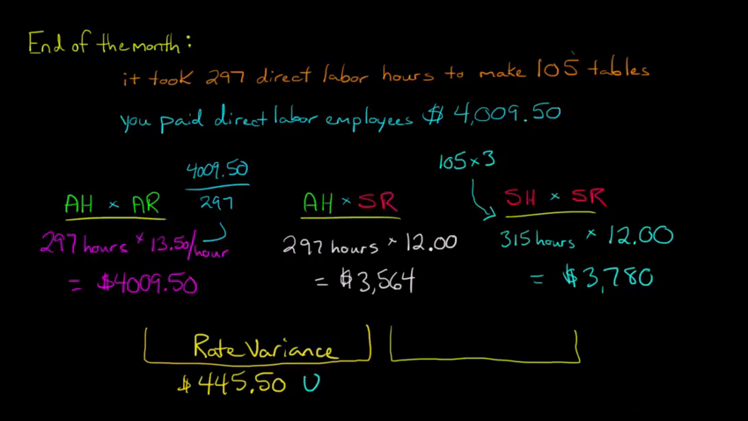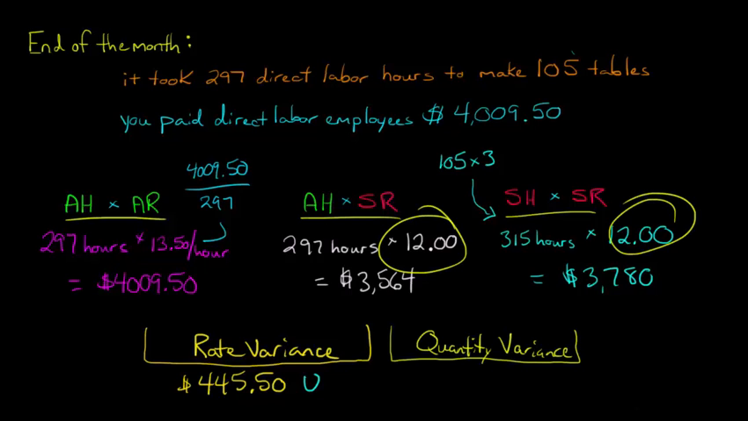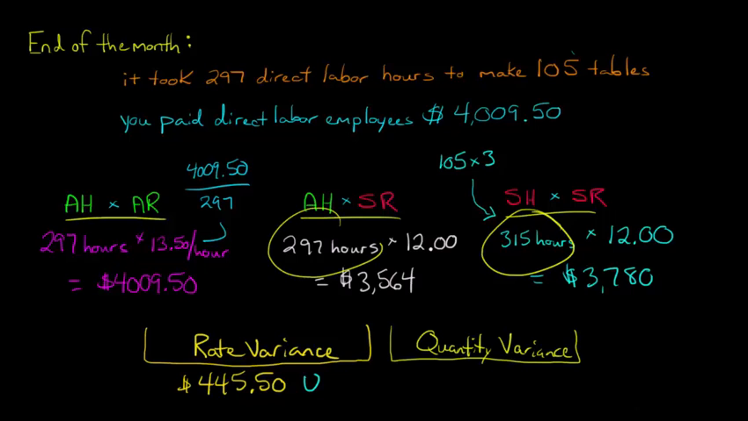And now we can go ahead and compute our final variance here. I'll just call this the quantity variance. When we talk about the quantity variance, we say, okay, nothing has changed about the rate. In each case, the rate was held constant at the standard rate of $12 an hour. Well, what has changed? The number of hours it took to make these tables. In reality, it took us 297 hours when we had said we thought it would take 315. So actually, we're going to have a positive or a favorable variance here, right? And that's just the difference of these two numbers. I believe that is $216. And I'm going to put a little F next to that to indicate that's a favorable variance.